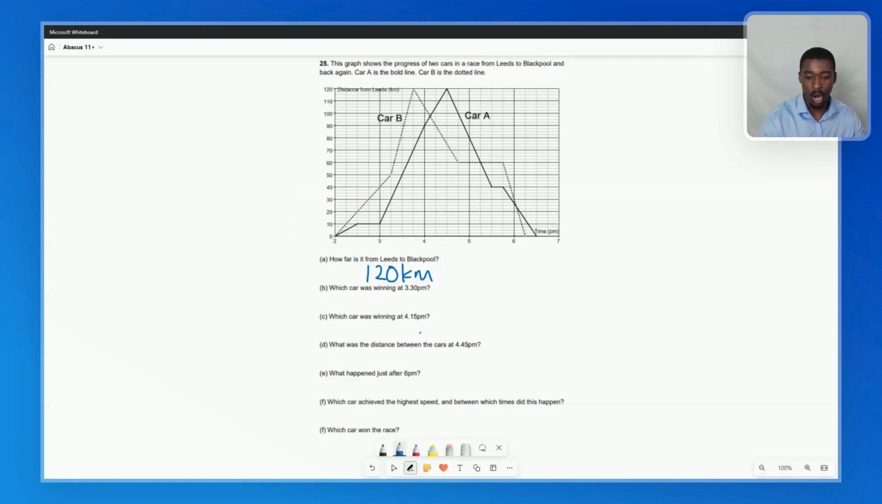Now for part B, which car was winning at 3:30? So time 3:30 is around here. If we trace upwards, we see car B has covered more distance than car A, because the y-axis shows us distance. And that's because for this time, 3:30, the line for car B is higher than the line for car A. So car B's covered more distance, and if you've covered more distance, that means you're winning. So therefore car B is winning.